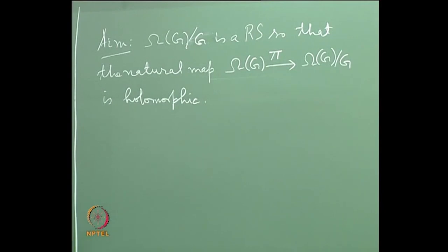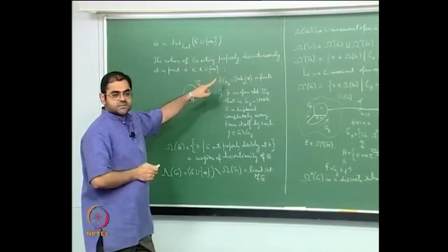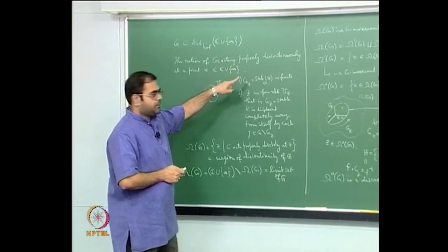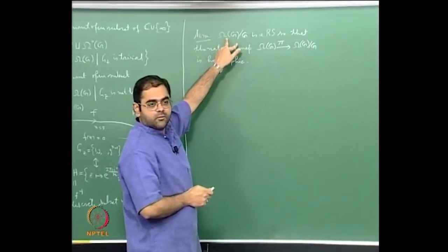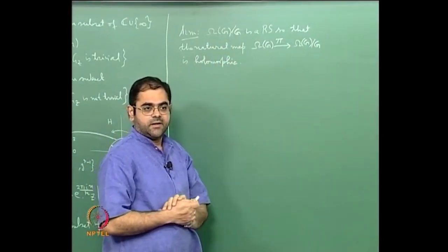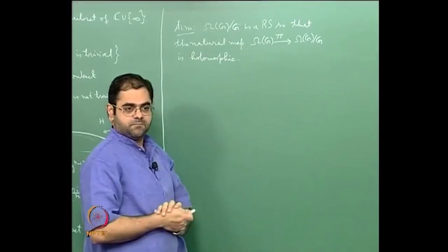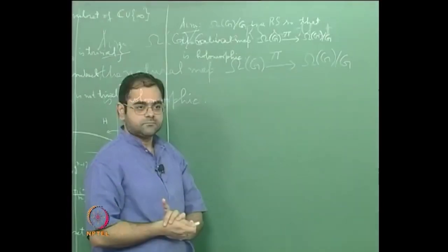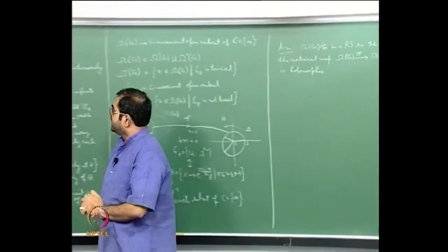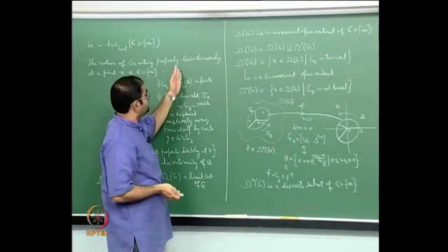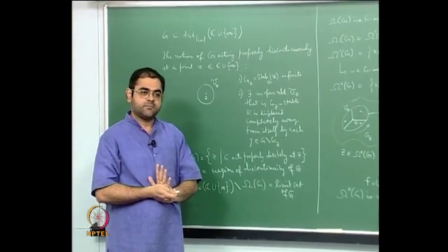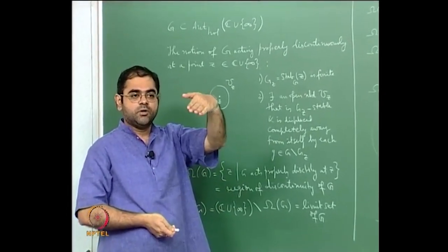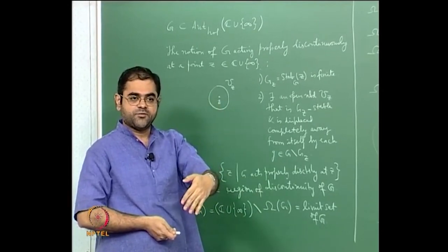I'm going to tell you why this definition is a good definition, because you can divide omega_g by g to get really a Riemann surface. So if I do this, then the only thing I'll have to show is that PSL_2(Z) acts properly discontinuously on the upper half plane, and then you will be convinced that U mod PSL_2(Z) is certainly a Riemann surface, and the natural map from U, the upper half plane, to U mod PSL_2(Z) is holomorphic.